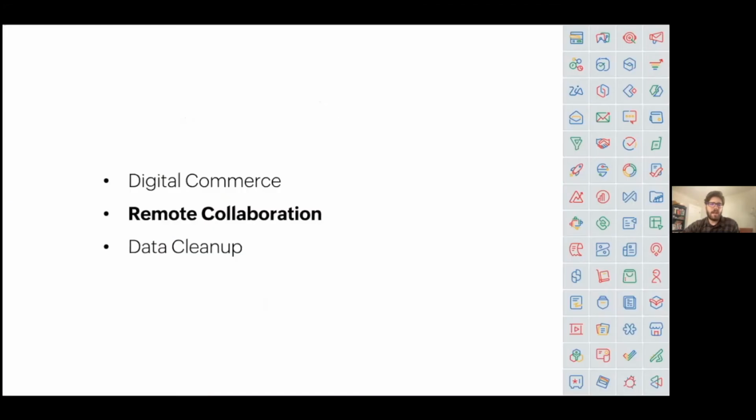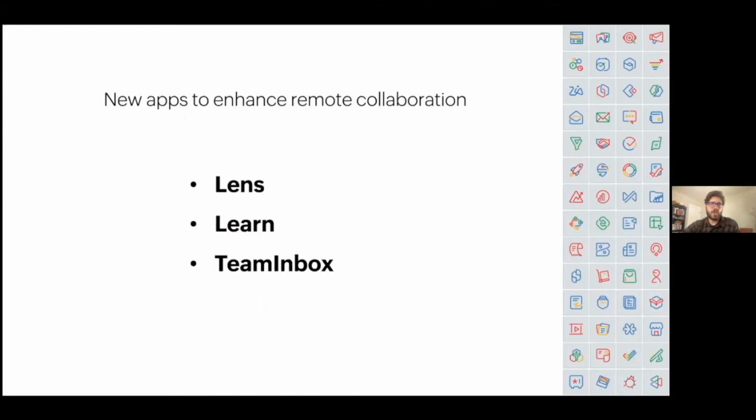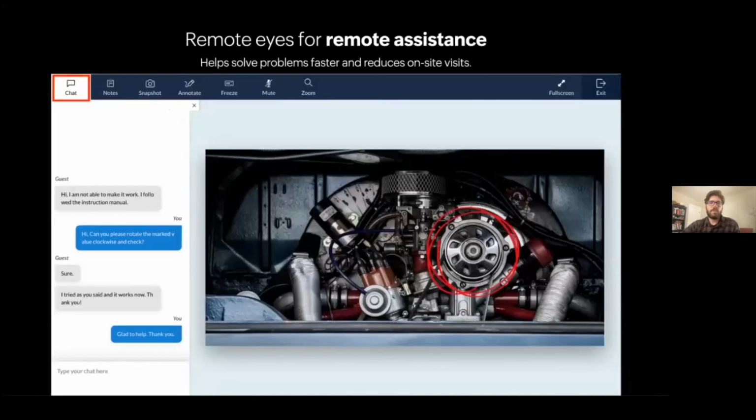The next side of things is remote collaboration. Here we're introducing 3 new applications. The first one is called Lens, and Lens basically enables remote assistance. It reduces the need for on-site visits and also increases the quality of those visits as well.